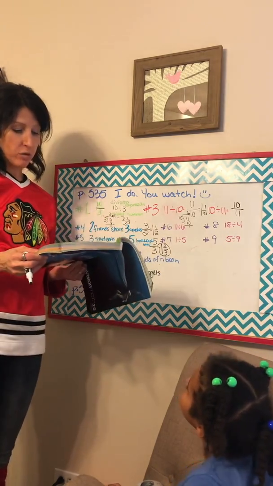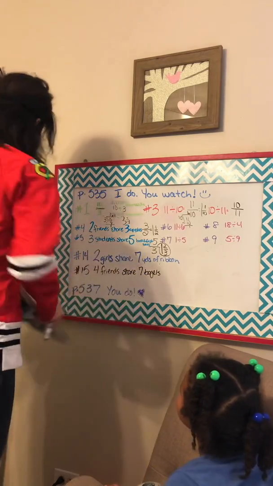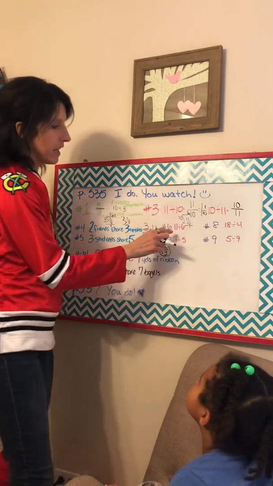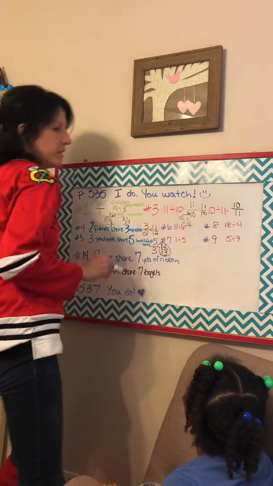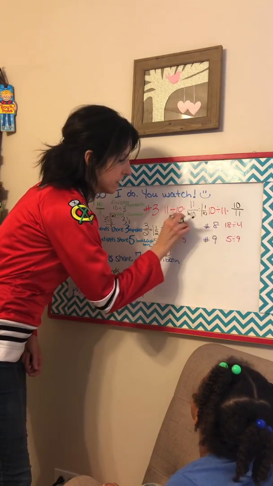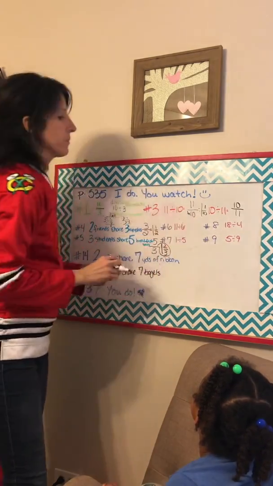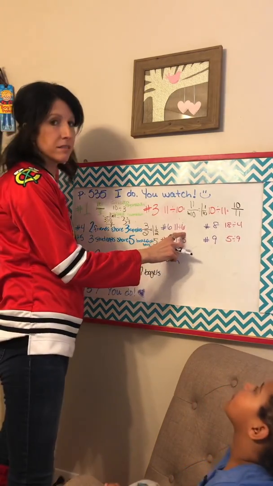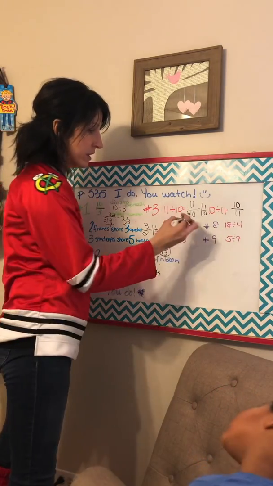Find each quotient as a fraction or a mixed number. I'm going to erase this just a little bit so it's not in the way. Okay, so 11 divided by 6. We simply go head, shoulders, knees, and toes, start at the top.